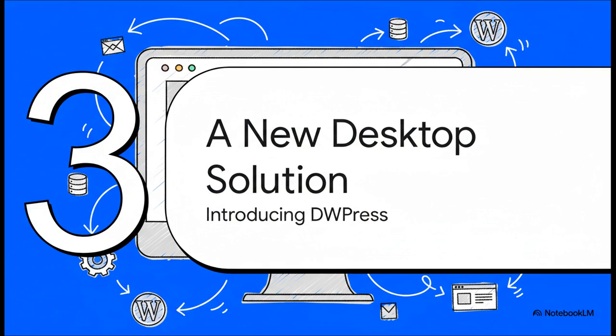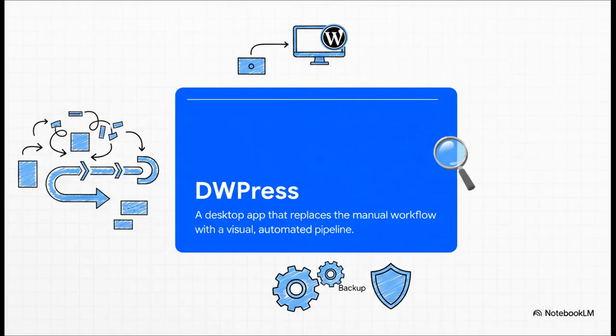Okay, but what if there was a better way? This is where DWPress comes in. It's a brand new desktop solution that's designed to tackle this problem head-on. So what exactly is DWPress? Well, think of it as a desktop app that completely replaces that entire manual workflow we just talked about. Instead, it gives you a visual, automated pipeline. Honestly, it might be the solution you've been waiting for.